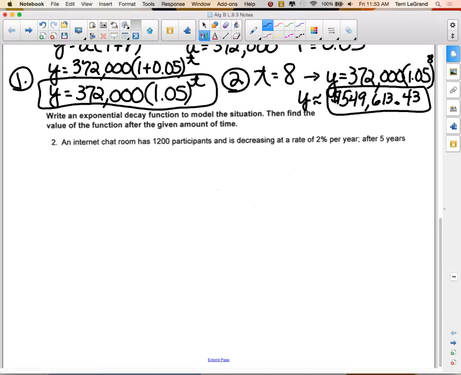Okay. I want you to read through the next one and I want you to do step one. Read through it. Decide first of all which exponential formula you should use. Identify the parts that you need.